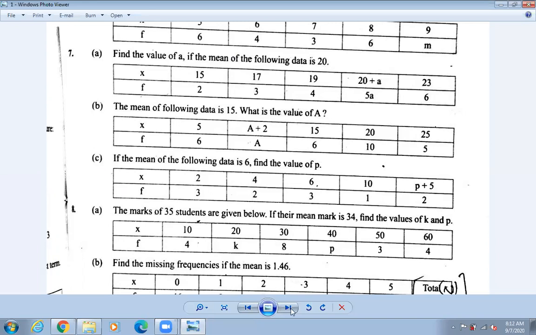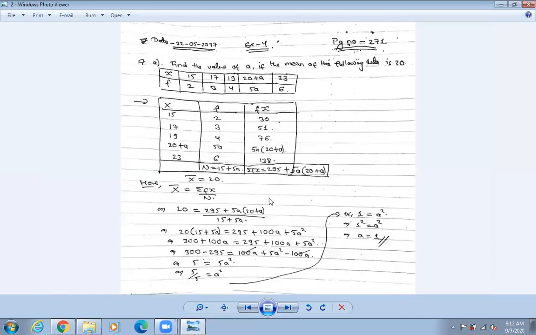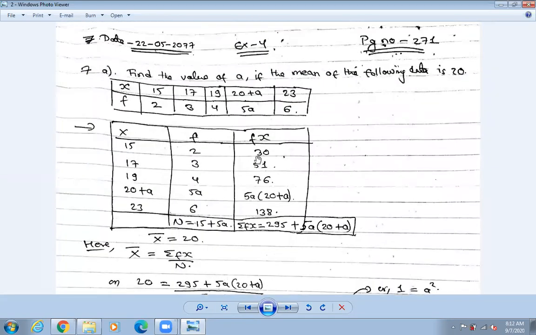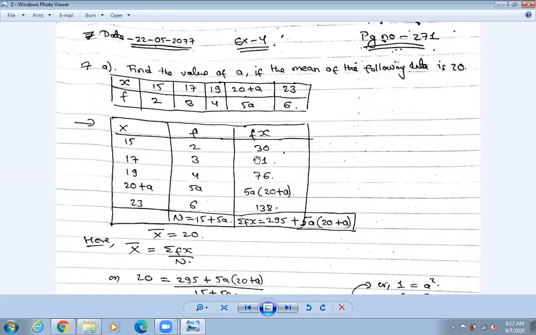Is that okay? So let me show you this one. The date today is 22nd of Bhadra, 2077. This is exercise 4 that we are going to continue, and the page number is 271. Find the value of a if the mean of the following data is 20. That means the mean is 20, and you need to find out the value of a. So we need to arrange like this: x, and f.